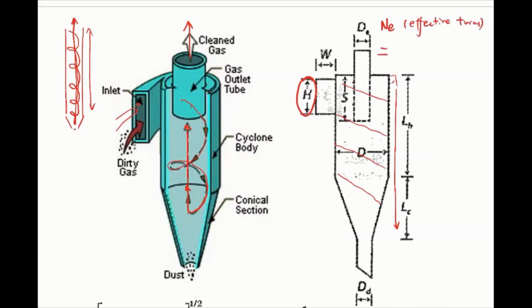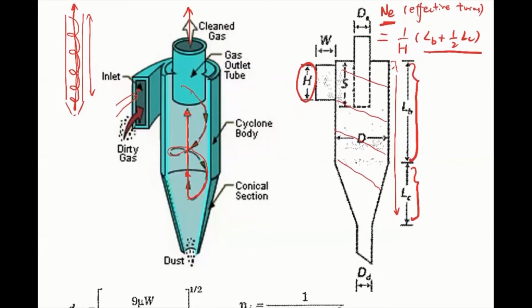So the effective turns can just be calculated by LB plus half of the LC, divided by H. LB is the cylindrical part, and LC is the conical part. So we can use this height and divide by the height of the inlet flow to calculate how many effective turns the air can make in this cyclone here, right?